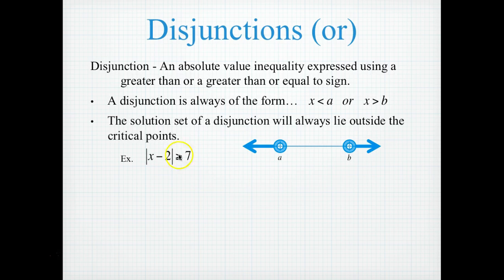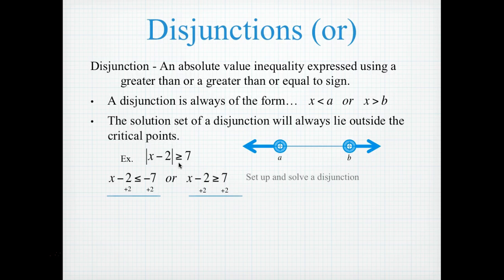For our example of a disjunction, we recognize it's a disjunction because the absolute value of x minus 2 is greater than or equal to 7. So you have an absolute value inequality expressed using a greater than or equal to sign. We have to recognize that as a disjunction. So we set up two inequalities. x minus 2 is less than or equal to negative 7, or x minus 2 is greater than or equal to positive 7. So we set up one inequality for being less than or equal to the negative, and the second one for being greater than or equal to the positive.